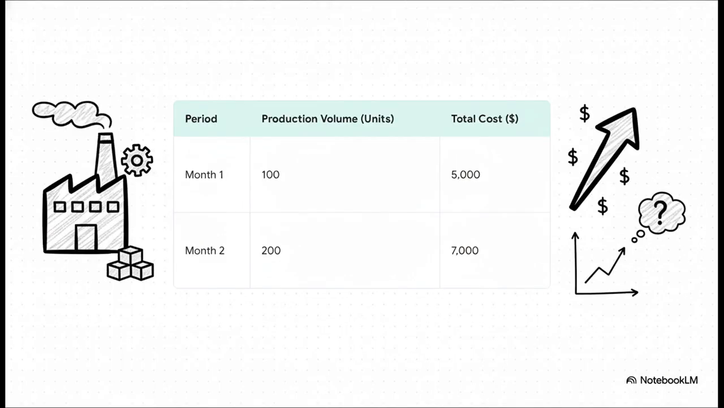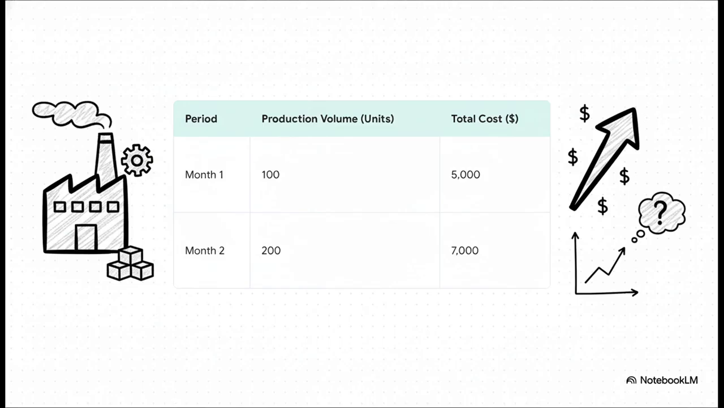Okay, let's get out of the abstract and into a real scenario. Imagine you're an operations manager at a factory. This table shows your data for the last 2 months. In month 1, you produced 100 units, and your total cost was $5,000. In month 2, you ramped up and produced 200 units, and your total cost rose to $7,000.